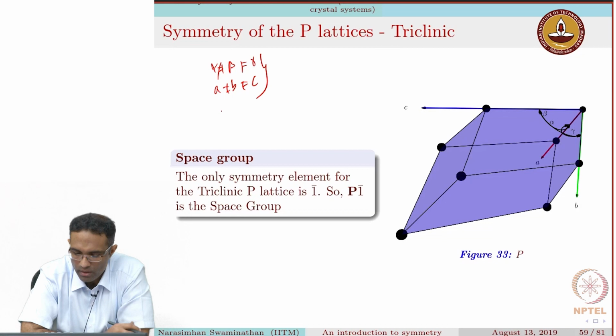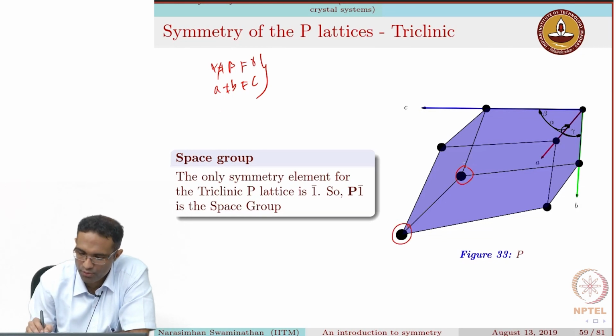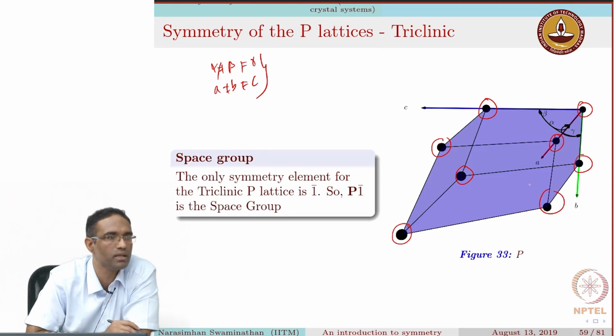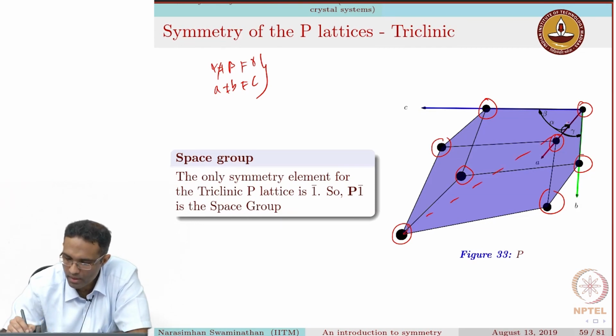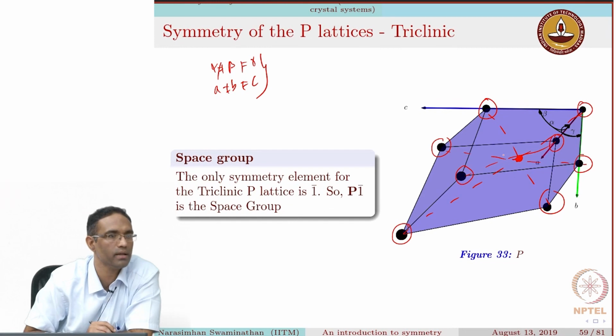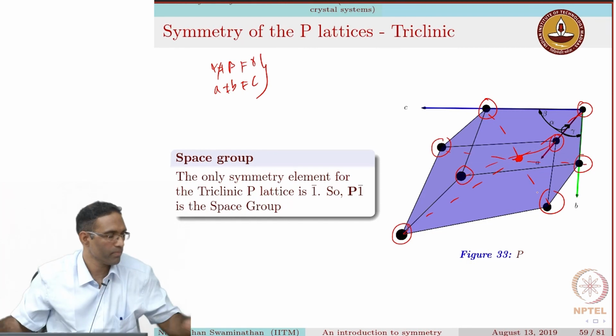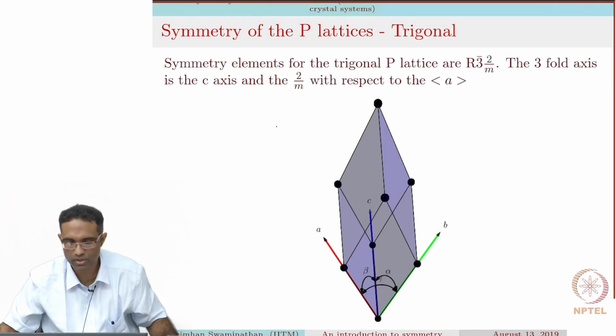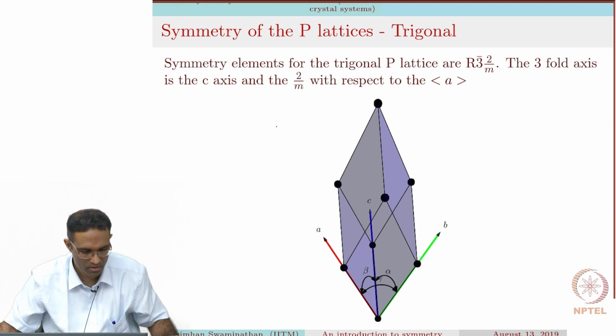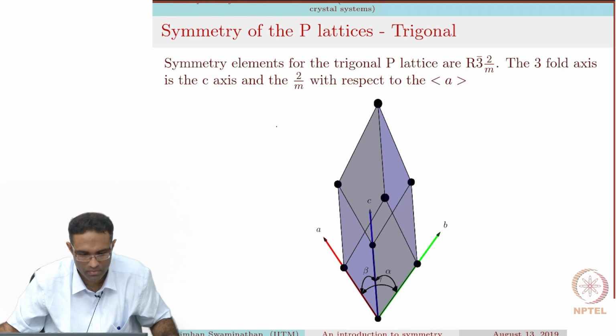So if there is a three-dimensional sphere at each of the corners of the unit cell, then the only symmetry element that is actually present here is the inversion center located right at the center of the unit cell, provided whatever is there in the corners is actually an atom with spherical symmetry. It might be a good idea for us to take a look at this picture.